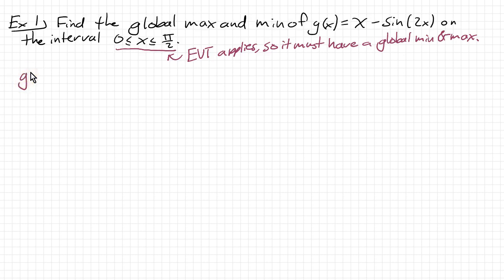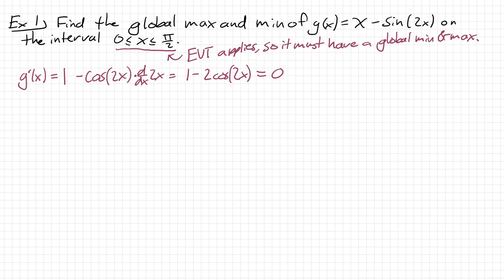So to get critical points, we need to set the derivative to be 0. Don't plug in 0. But just find g prime of x. That's going to be, let's see, 1 minus the derivative of sine is cosine. And here we need to use the chain rule because that 2x is like an inner function. And then we need to multiply that by the derivative of 2x, which is 2. So that's that.